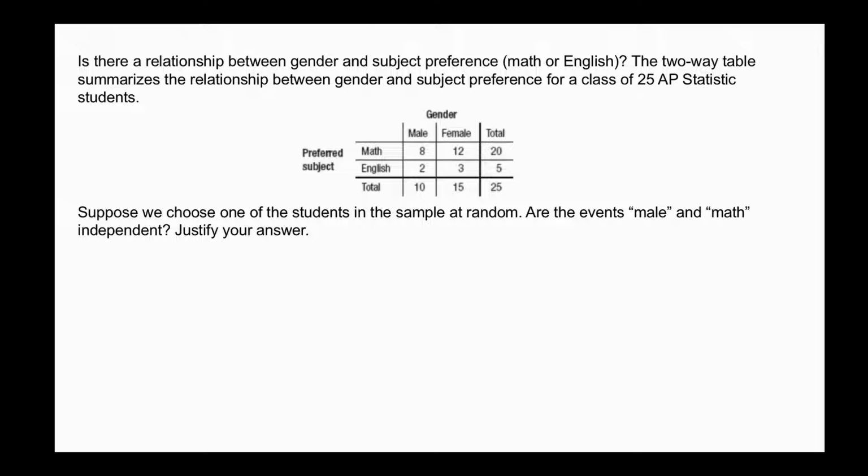If they don't give you enough information to fill out a two-way table, then don't use a two-way table. Okay, it's not a two-way table question. It might be a Venn diagram question. It might be a tree diagram question. Okay, so here we go.